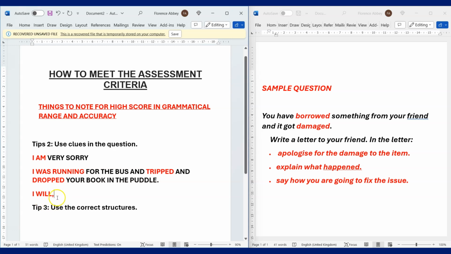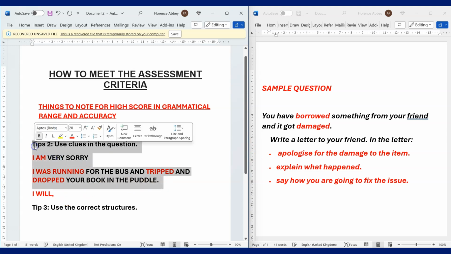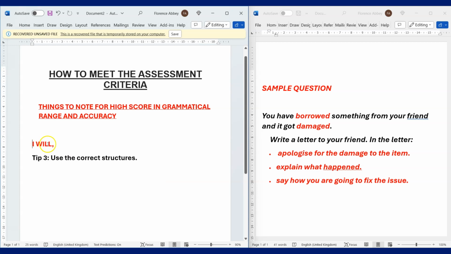So what we are trying to say here is that the clues in the question, especially in the bullet points, are very, very important, and you should note the tenses that they use to know the accurate tense for your write-up. Okay, and finally, what you also need to note is that you need to note the correct structures.